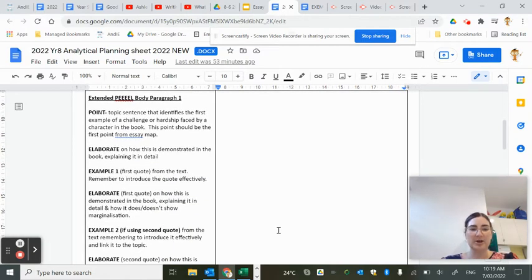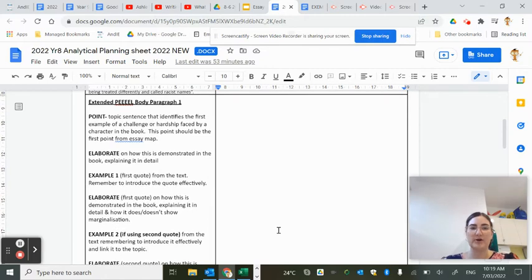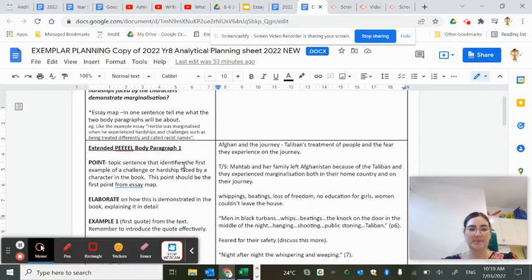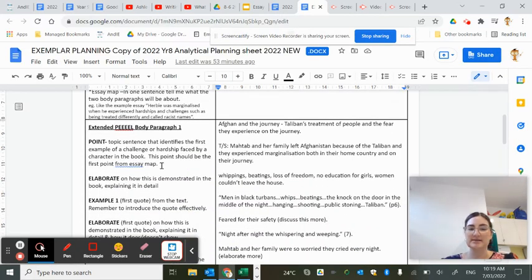So, looking at body paragraphs and how to actually dot point what goes in there. All you need to do in this section is just dot point what you're going to say before you write it. And I'll show you an example. So the point sentence, that's your topic sentence. So I've just written up the top what I'm actually going to speak about.